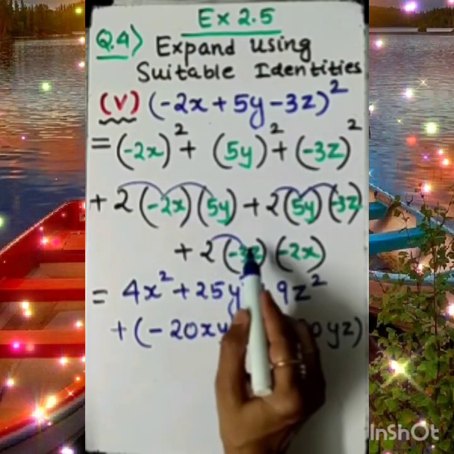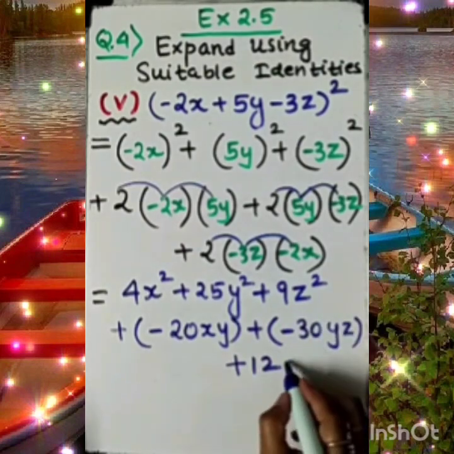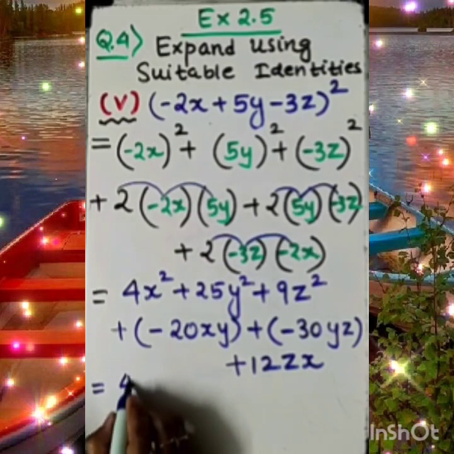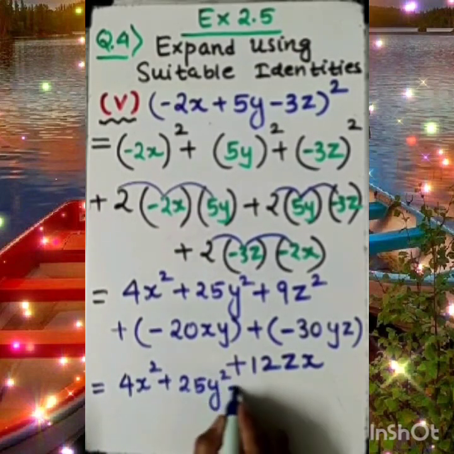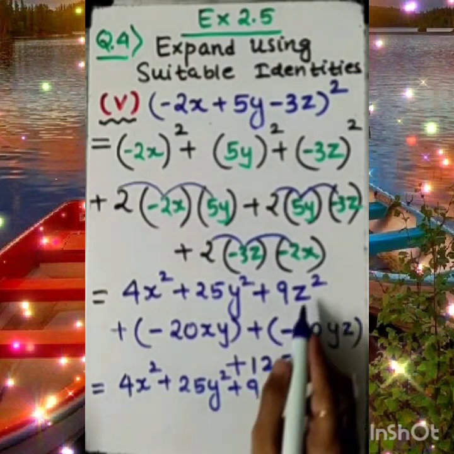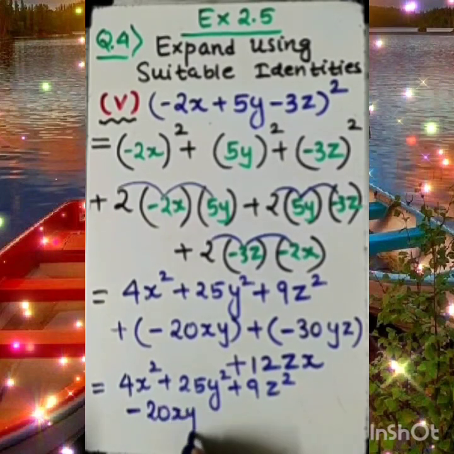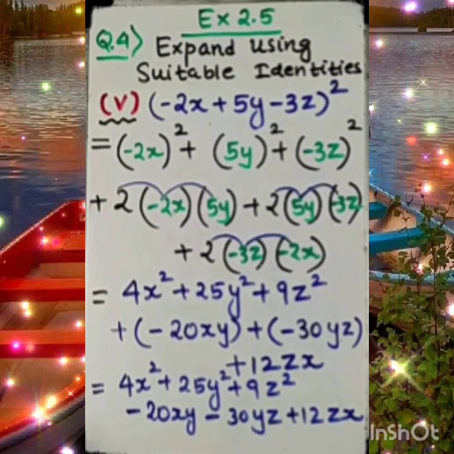Let's multiply: 2 times 3 is 6, 6 times 2 is 12, z into x, that is zx or xz. Now the final answer I am writing here: 4x square plus 25y square plus 9z square minus 20xy minus 30yz and of course plus 12zx. Clear to you? So this is the complete solution. I hope it's clear to you now.